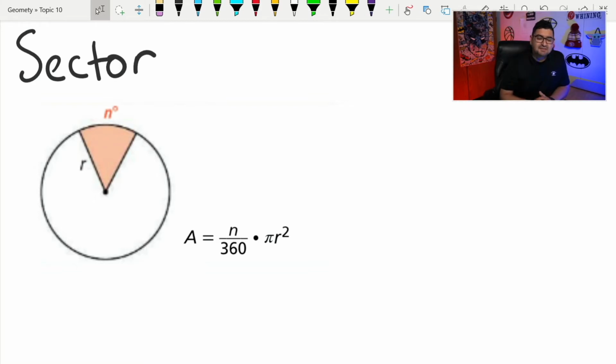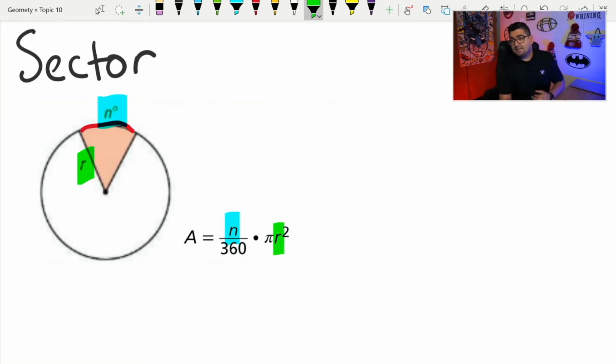So we need two pieces of information in order to do this. The first piece of information that we need is the arc angle that it creates. So here I need the arc angle, which is n, and we also need to know the radius r. What we do is we take our arc angle and divide it by 360. Then we multiply that by pi r squared, where r is the radius of the circle. And that'll tell us the area of this sector. So let's practice doing this with a couple of problems.